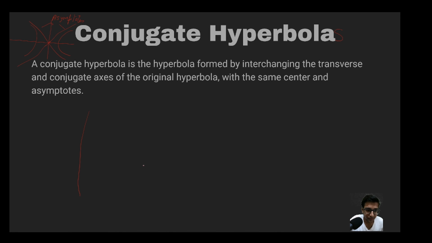Let's say this is my hyperbola. Again, this is a horizontal hyperbola. So my vertical hyperbola would become somewhat like this. Now these two can be said to be conjugate if, let's say, this is my transverse axis. Now my transverse axis has been transformed into the conjugate axis. Here it is the conjugate axis. And the conjugate axis that was here has now transformed into the transverse axis. So then these two hyperbolas can be termed as conjugate hyperbolas.